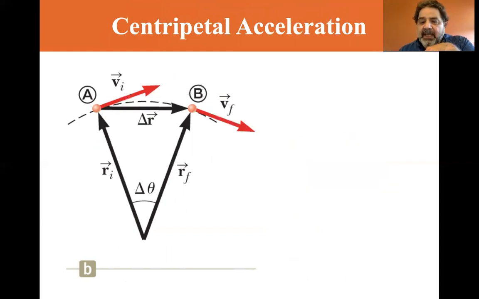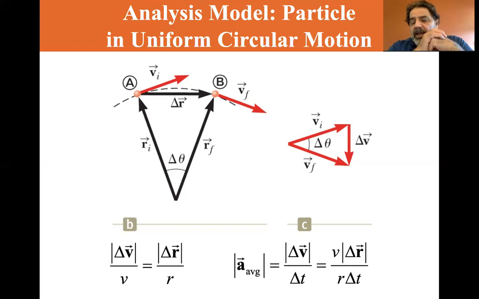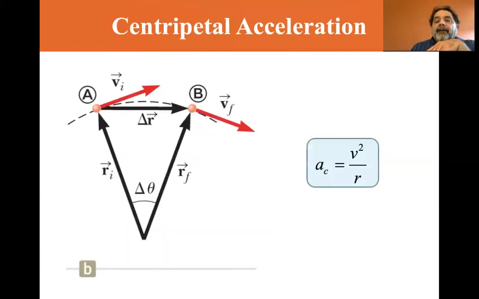Let's go back and look. We have the average acceleration equal to V over R times delta R over delta T, and the limit of delta R over delta T as delta T approaches zero is V, and so we end up with V squared over R, and that is the acceleration. The centripetal acceleration is equal to v squared over r. And remember that, because we'll use this equation quite often.